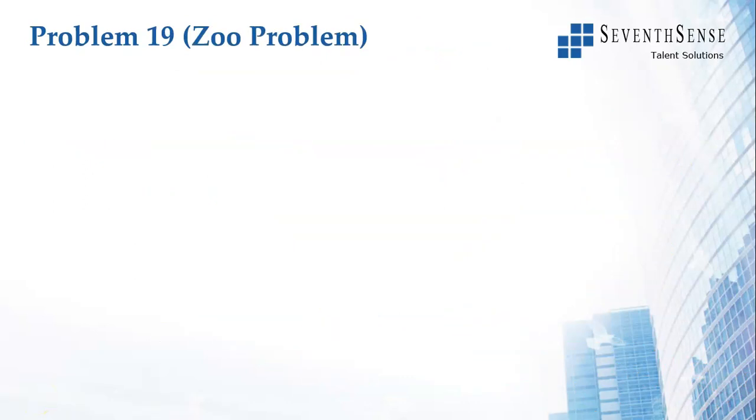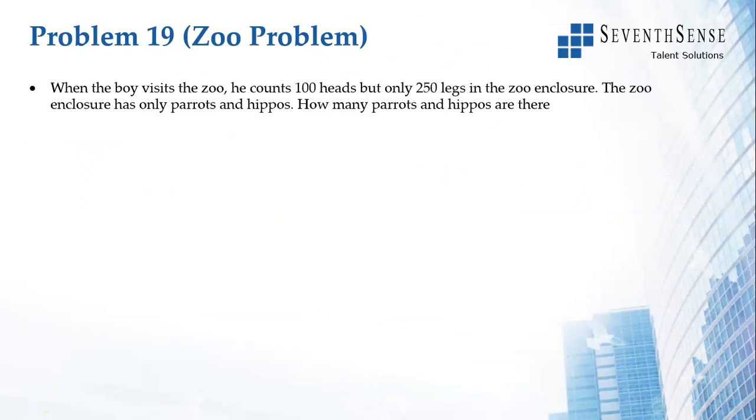Let us look at this problem, which is a commonly asked type of problem called the zoo problem. A boy visits the zoo, he counts 100 heads, but only 250 legs in one enclosure. Now this enclosure has only parrots and hippos.